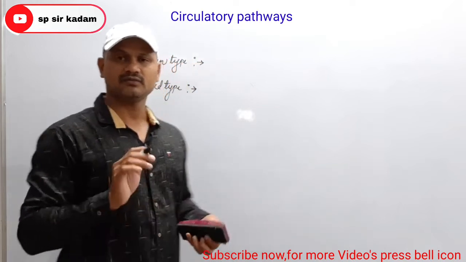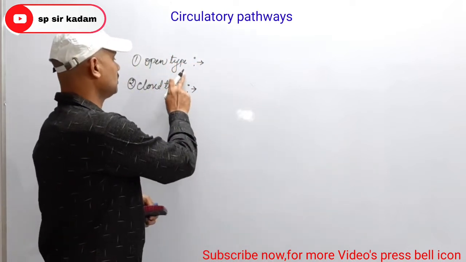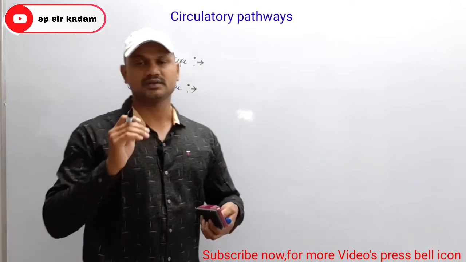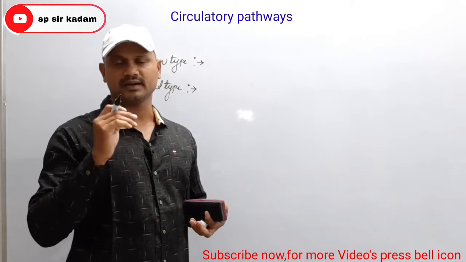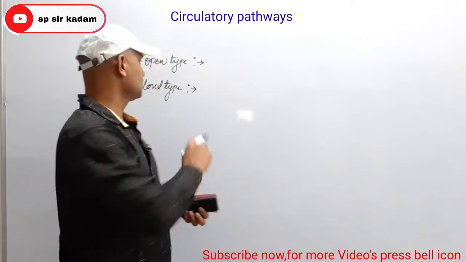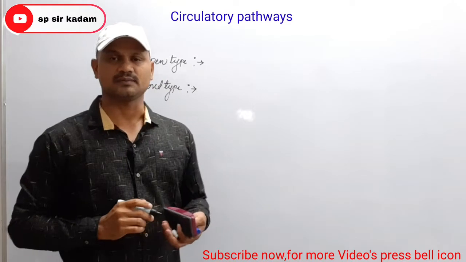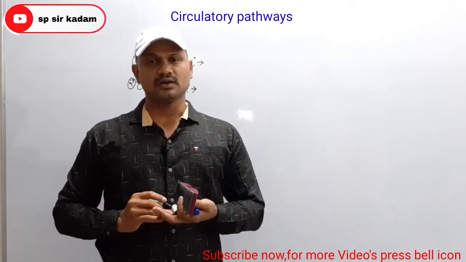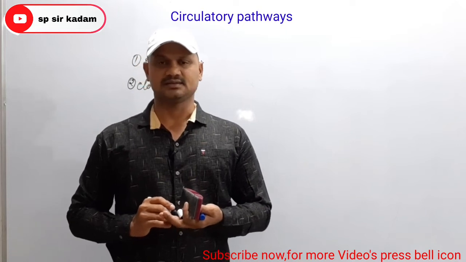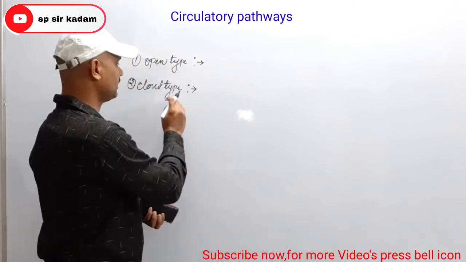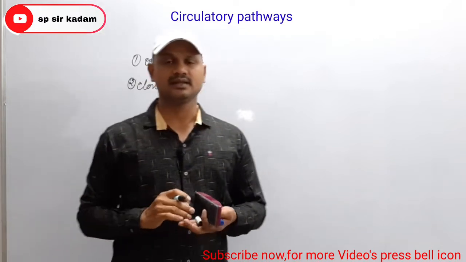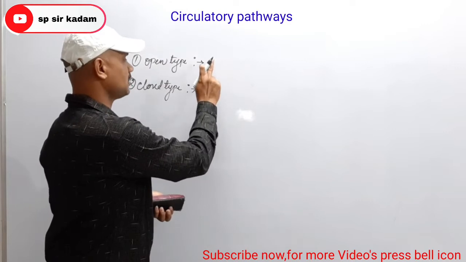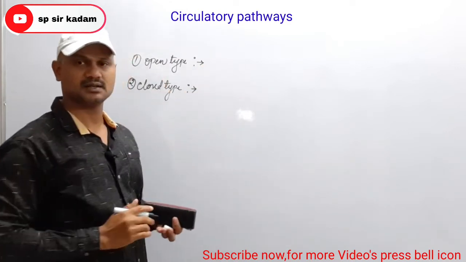And one more important difference between these two: in open type of circulation, the cells and tissues are directly bathed in the hemolymph, in direct contact with the hemolymph. But in closed type of circulation, blood never comes in direct contact with the body cells. So here there is direct contact, and here no direct contact with the body cells. And here blood capillaries are absent, and here blood capillaries are present.